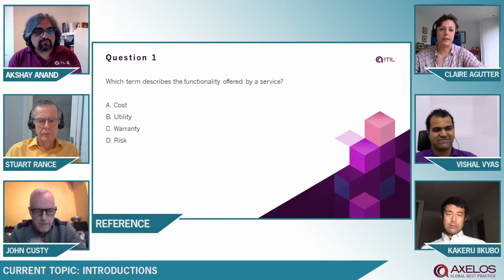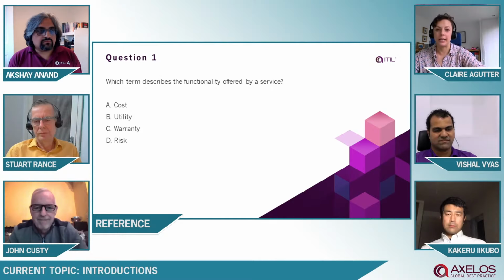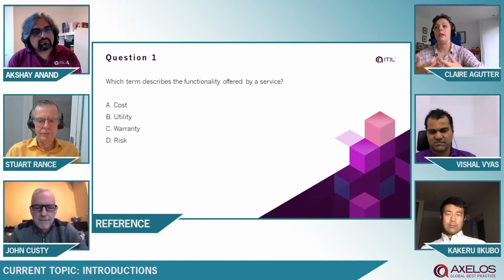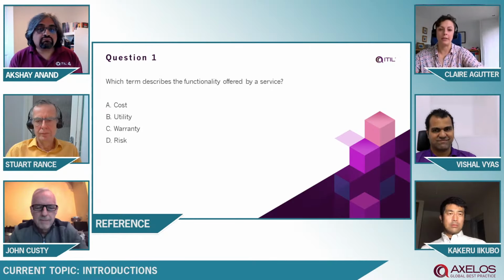And one of the things that we always kind of say is the two U's don't go together. So the U in utility, the U in use don't belong together. Warranty is all about, is the service fit for use? Utility is all about, does it do the things that we require it to do? So that's the functionality that that service is offering you.